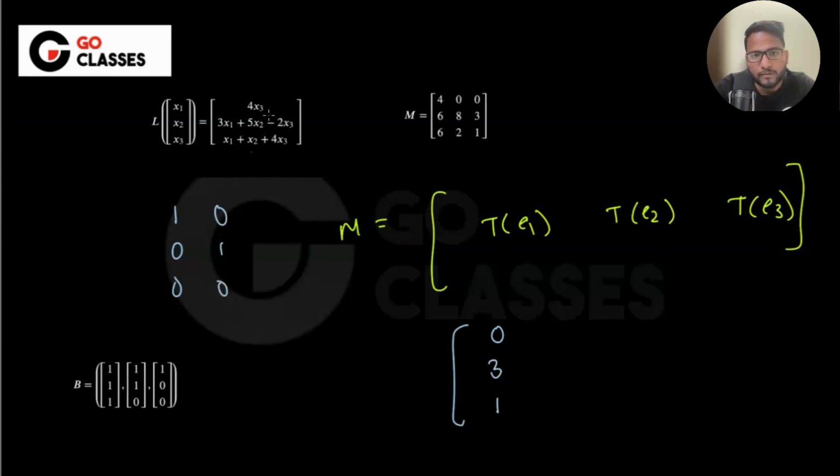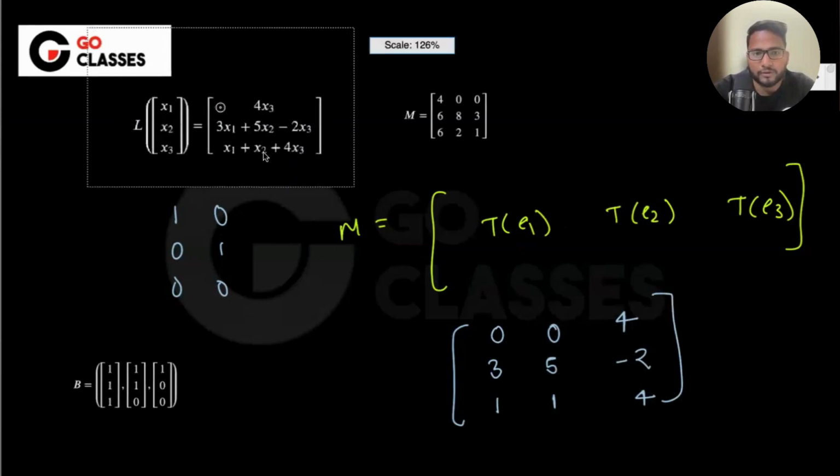So if you put x2 as 1, everything else is 0. So what will you be getting? This is 0, this is 5, this is 1, right? So okay, 0, 5, and 1, and then x3 as 1. So 4, minus 2 and 4. Okay. Sorry if it is not visible. Probably now, that's okay, right?